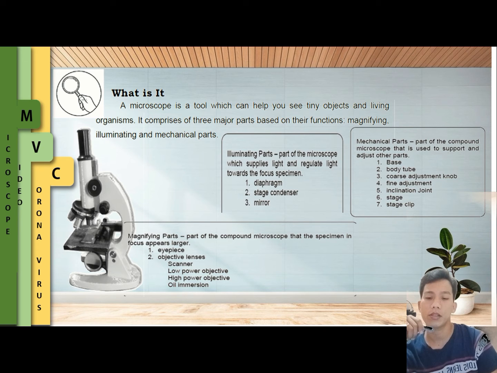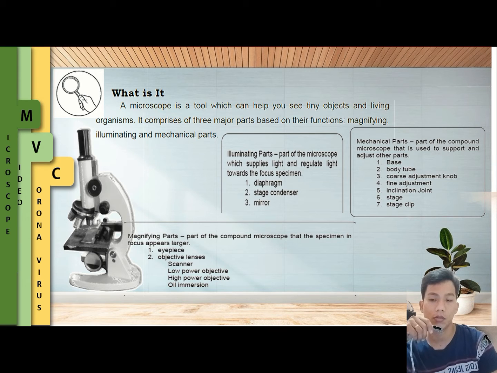Okay, so the parts we have are your diaphragm, the stage condenser, and the mirror. Lastly, we have your mechanical parts. So the mechanical parts are the support for the illuminating parts and the magnifying parts. Without the mechanical parts, our microscope won't work. Our microscope won't stand. So we have here the following parts. One is the base, body tube, the coarse adjustment knob, fine adjustment knob, inclination joint, stage, and the stage clip.